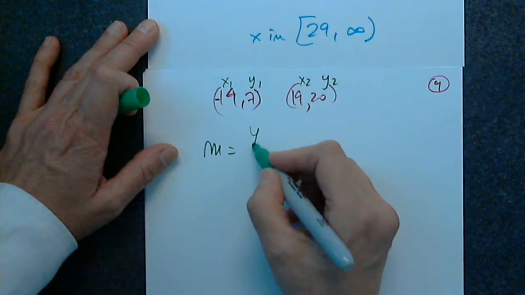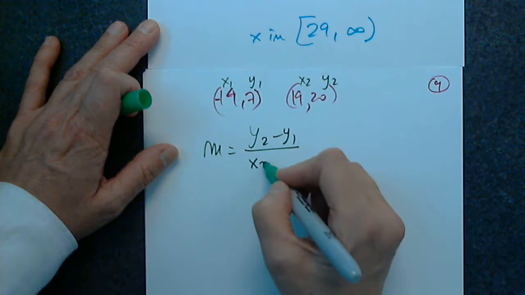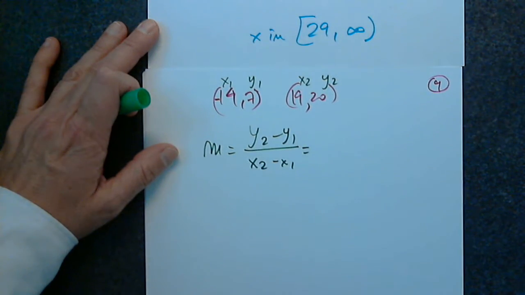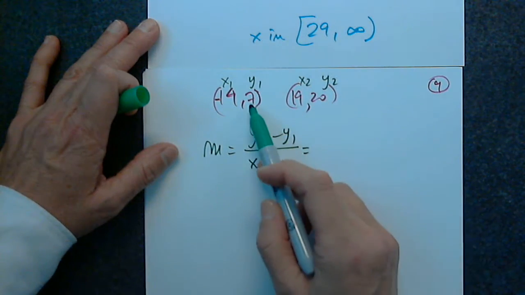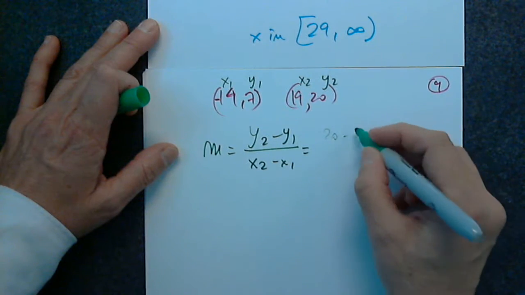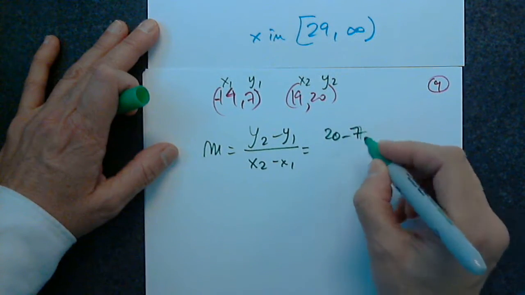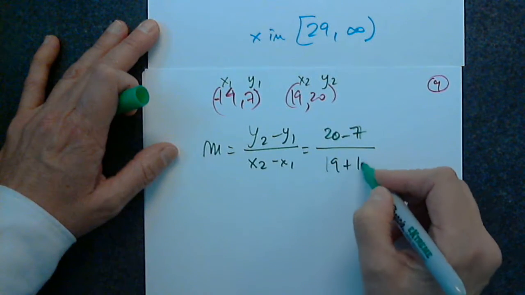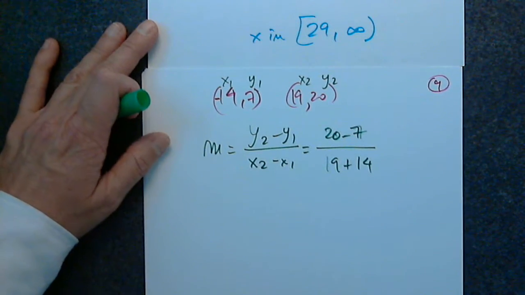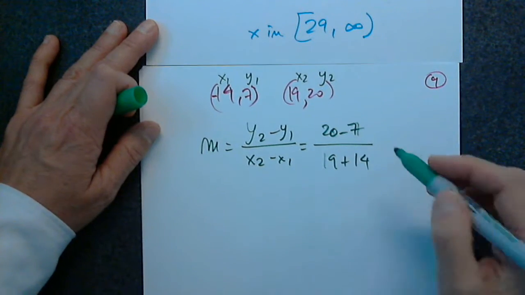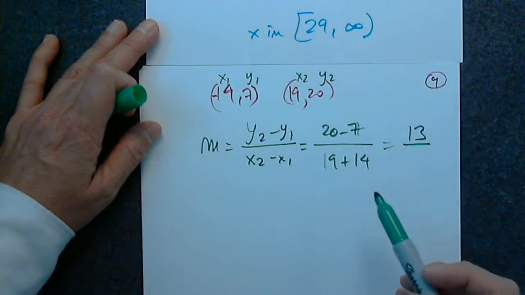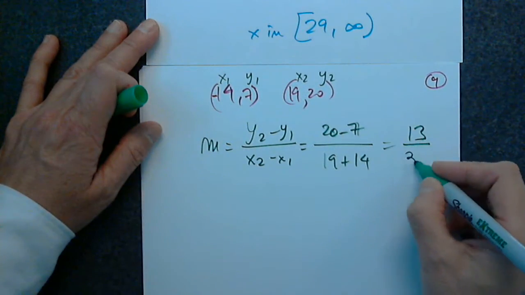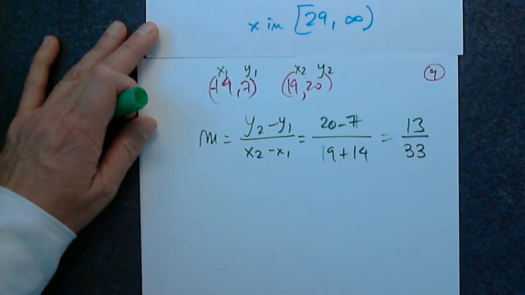Now write the definition: y2 minus y1 over x2 minus x1. And you have 20 minus 7 over 19 minus negative 14. So negative minus minus, the numerator will be 13, and the denominator will be 33. And we cannot simplify it.